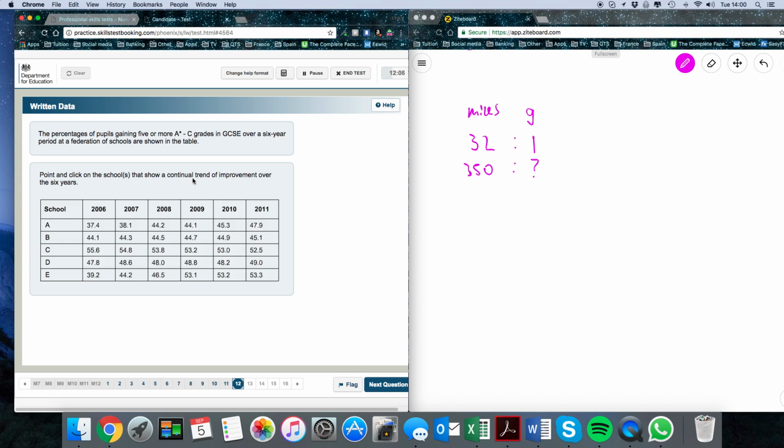Continual trend just means it's going up by any amount. So we look at school A, it's gone up, up, then it went down. So we're not going to include A. B, it went up, and then up, and then up, and then up, and then it went up. So B is included. C, it went down, so we don't include it.